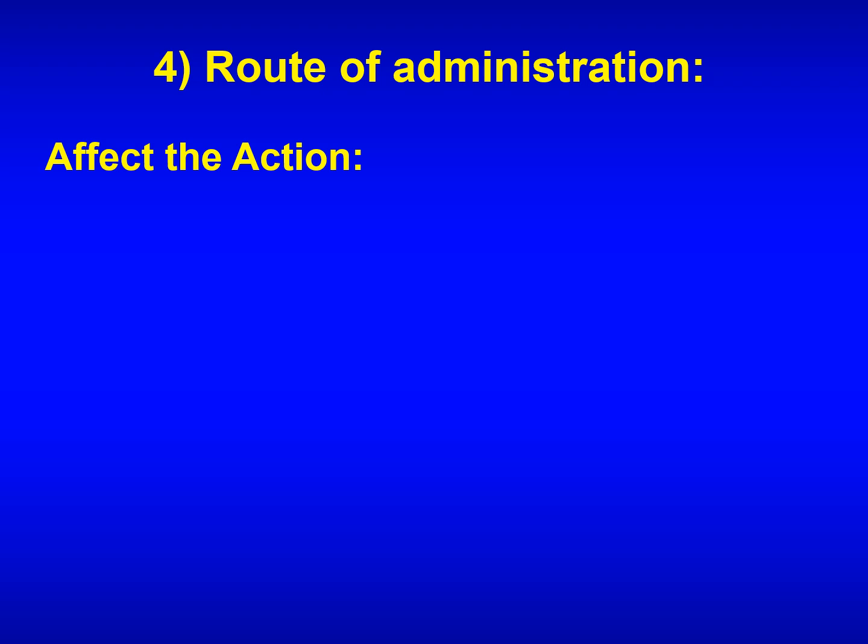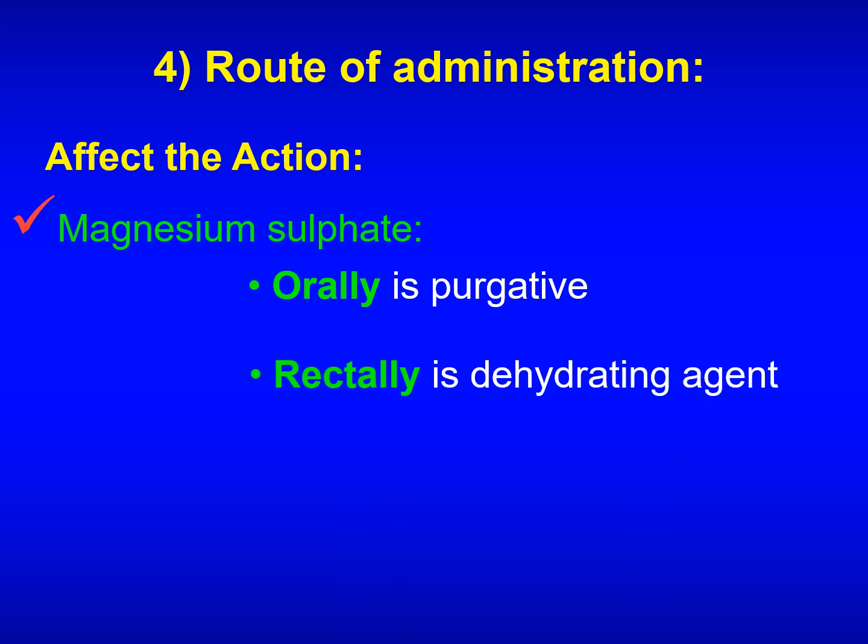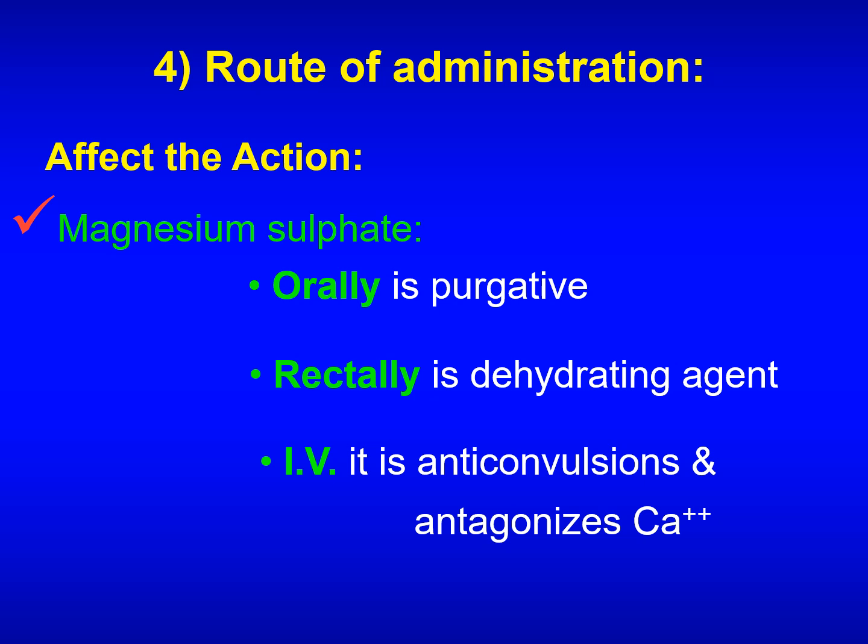Route of administration may affect action of drug. For example, magnesium sulfate. It is not absorbed orally. When it's given orally, it is a purgative, used for treatment of constipation. Rectally, it is a dehydrating agent in acute increased intracranial pressure or acute increased intraocular pressure. Intravenous, it is an anticonvulsant and antagonizes calcium.